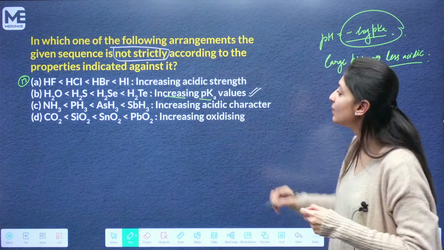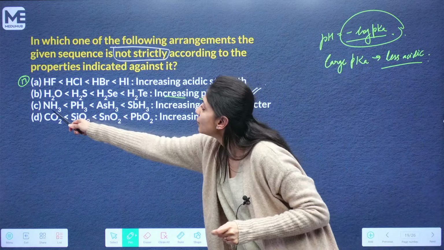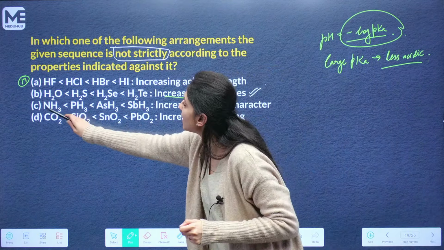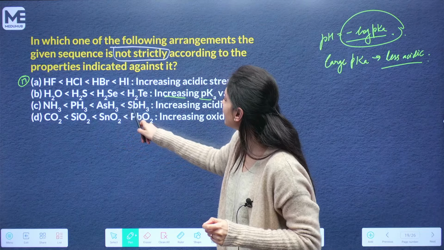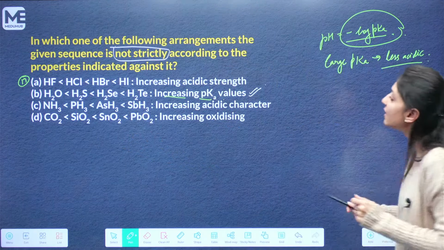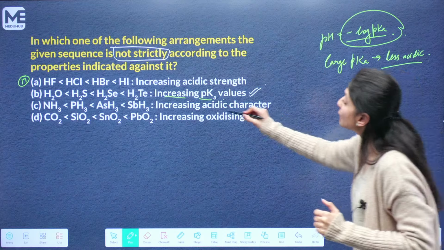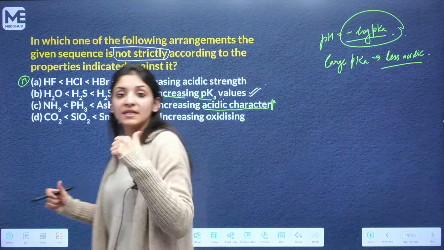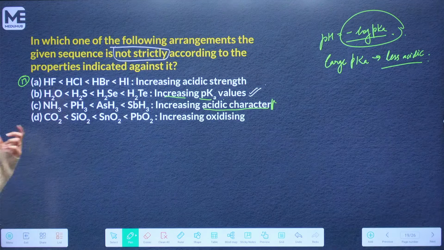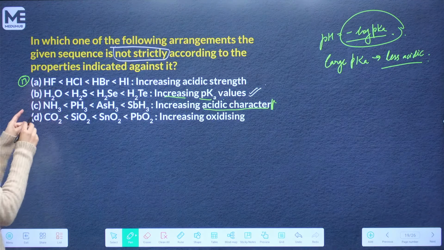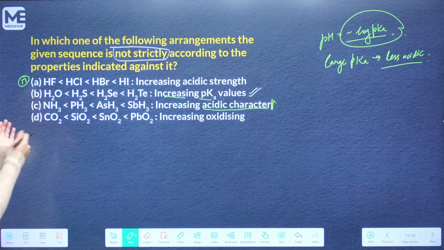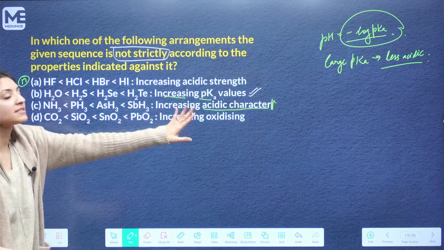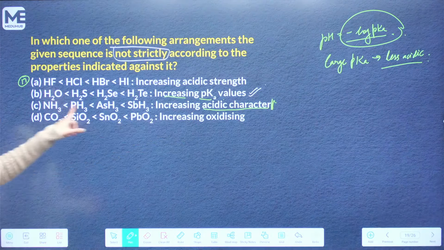Let us look at the other ones. They are talking about group 15 now: NH3, PH3, arsenic hydride and antimony hydride, increasing acidic character. Now they are saying acidic character, but we have studied the basic character. Since these hydrides are Lewis bases and ammonia is the strongest Lewis base, the reverse would be true for the Lewis acidic character of these hydrides.